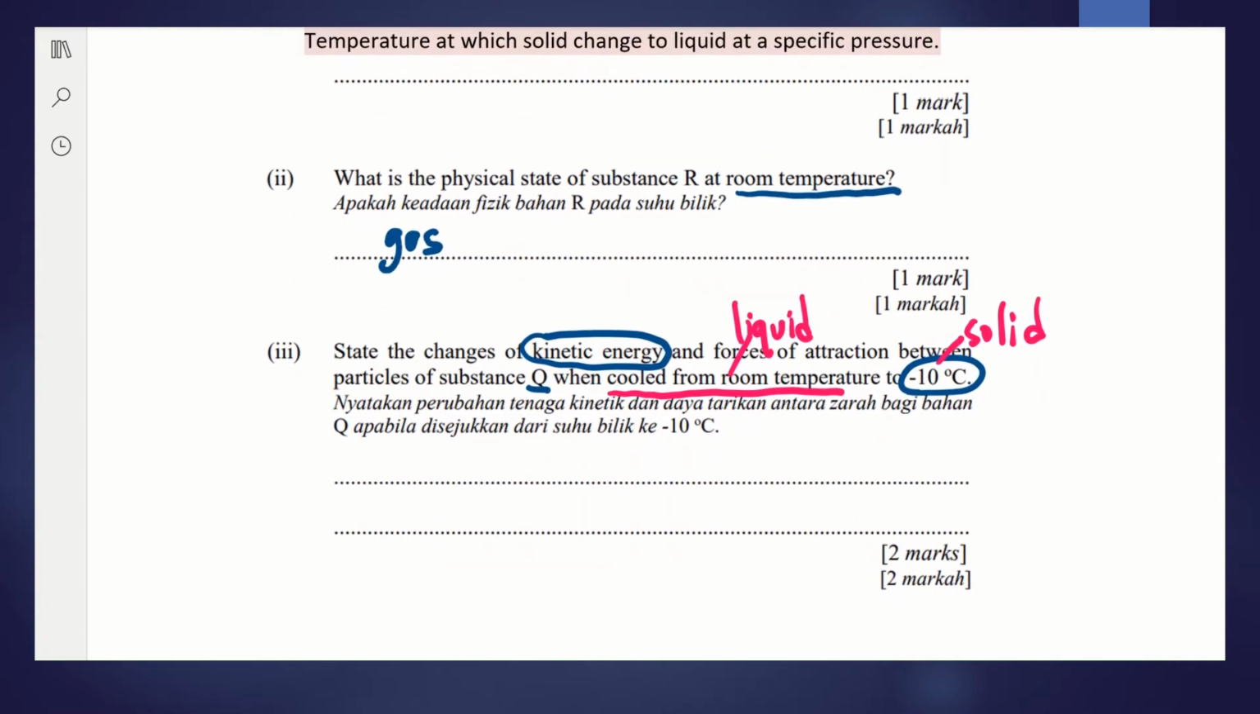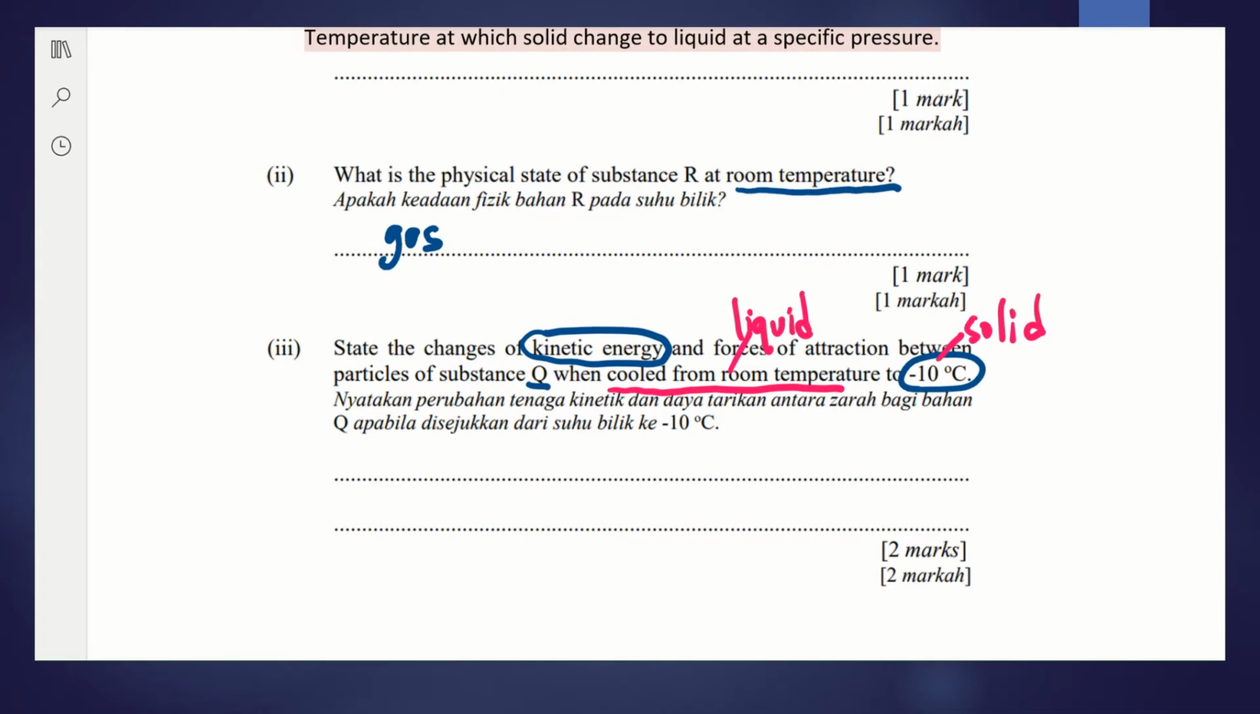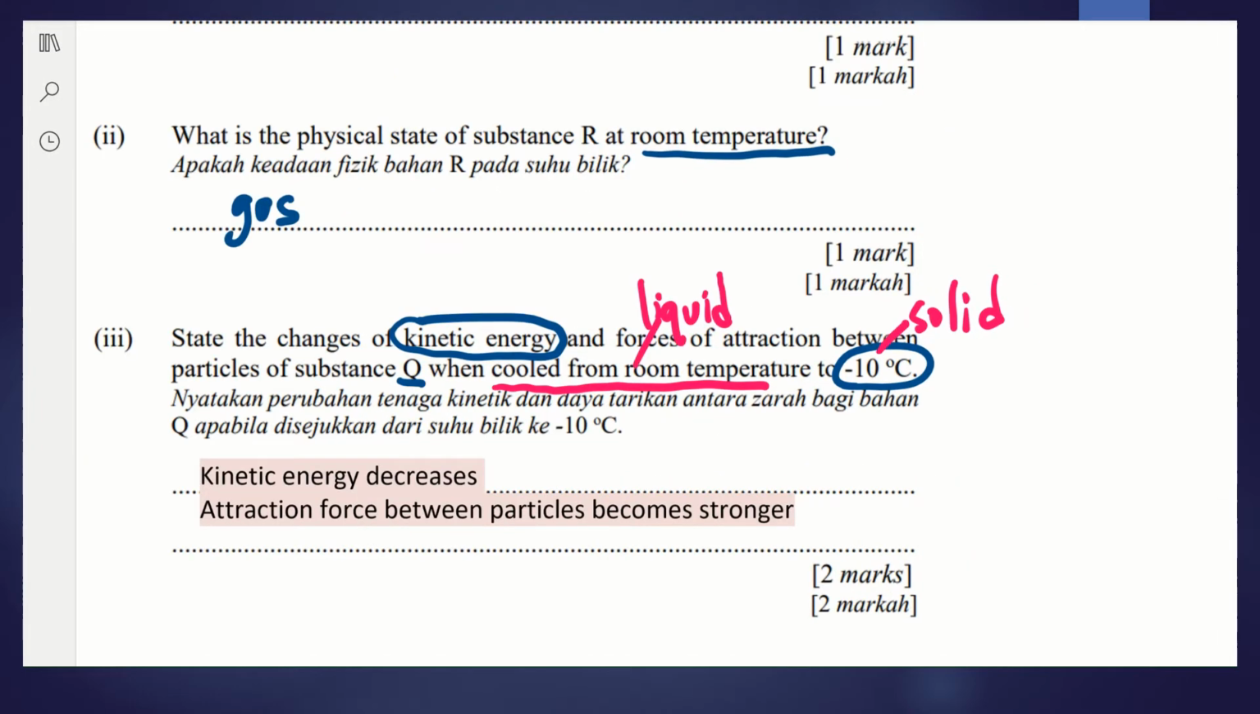So we know that the kinetic energy of particles in the form of liquid is higher than the kinetic energy of solid. So the answer should be the kinetic energy decreases, because the attraction force between particles becomes stronger. At solid state, the particles are closely packed in an orderly manner. So the kinetic energy of the particles is very low. While in liquid, the particles are closely packed but not in an orderly manner. If the question asks you to draw, you can just draw like this.